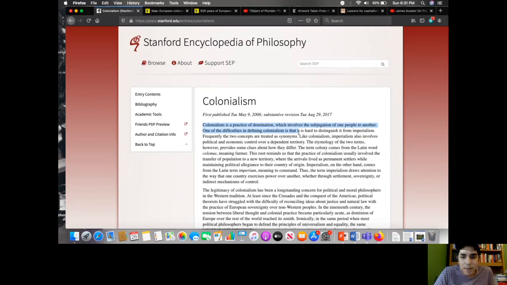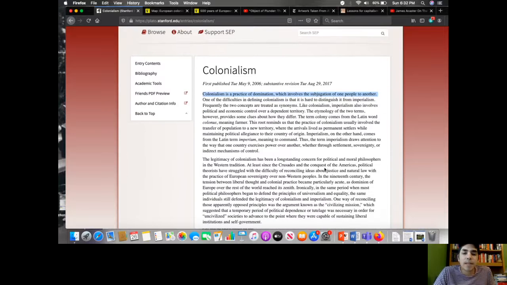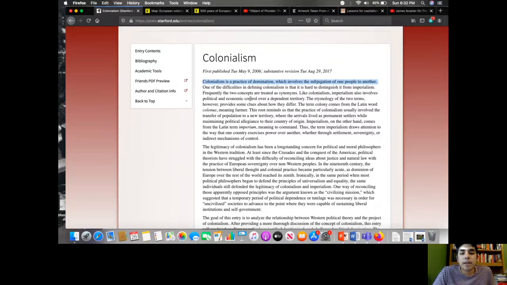Colonialism is a practice of domination which involves the subjugation of one people to another. Okay, pretty basic, but what makes it different from imperialism? So then it goes on and it discusses, well, maybe if you look at the etymology or the origins of the word, you'll find the difference.